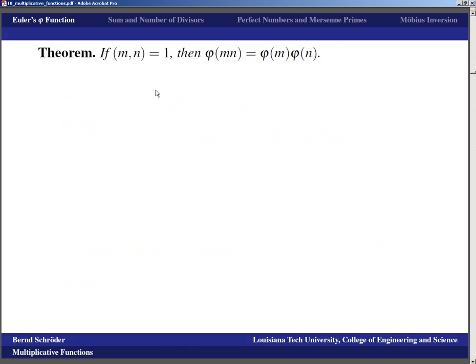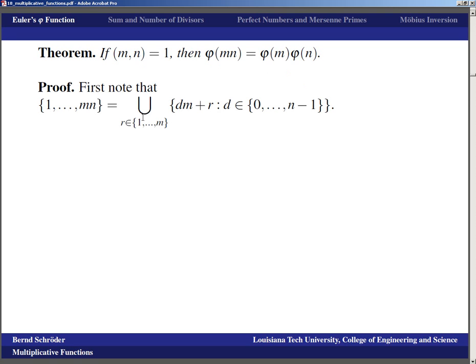Yeah, here is the theorem that says that the phi function is multiplicative. So we want to prove that if we have two numbers m and n whose greatest common divisor is 1, then phi of m times n is phi of m times phi of n. And the proof is the following.